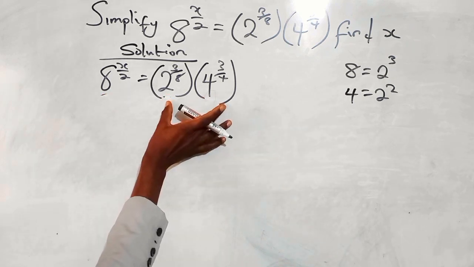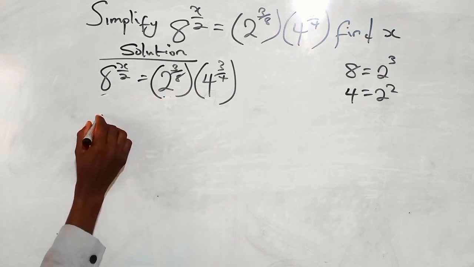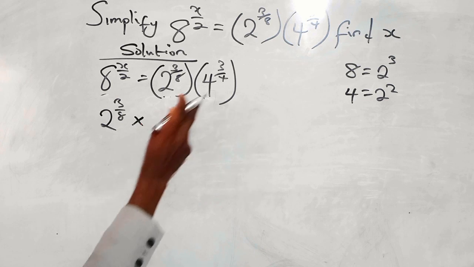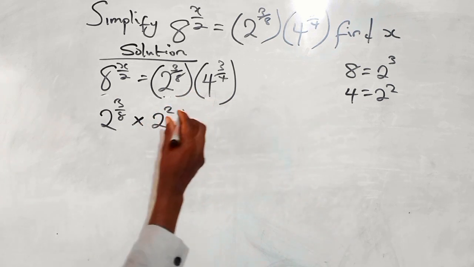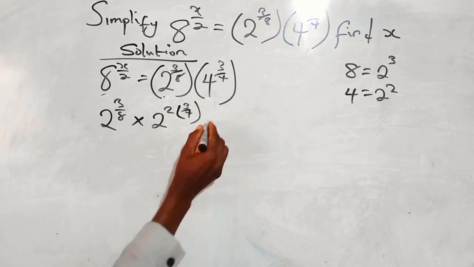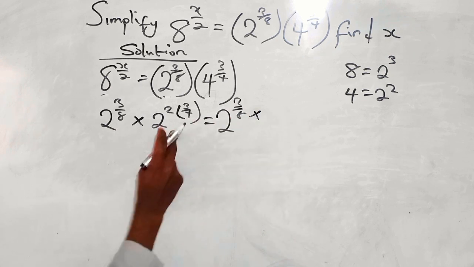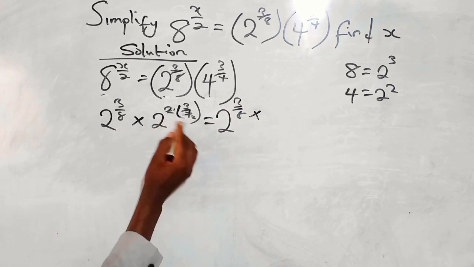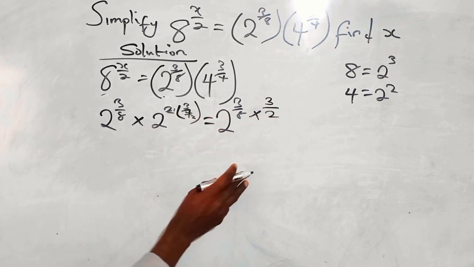So let me solve this part of the equation. For 2^(3/8), I have it as 2^(3/8) times (2^2)^(3/4), which is 4^(3/4). Now I can easily simplify the 2 and the 4: 2 here is 1, 4 here is 2, so I have 1 times 3, which gives 3 over 2.